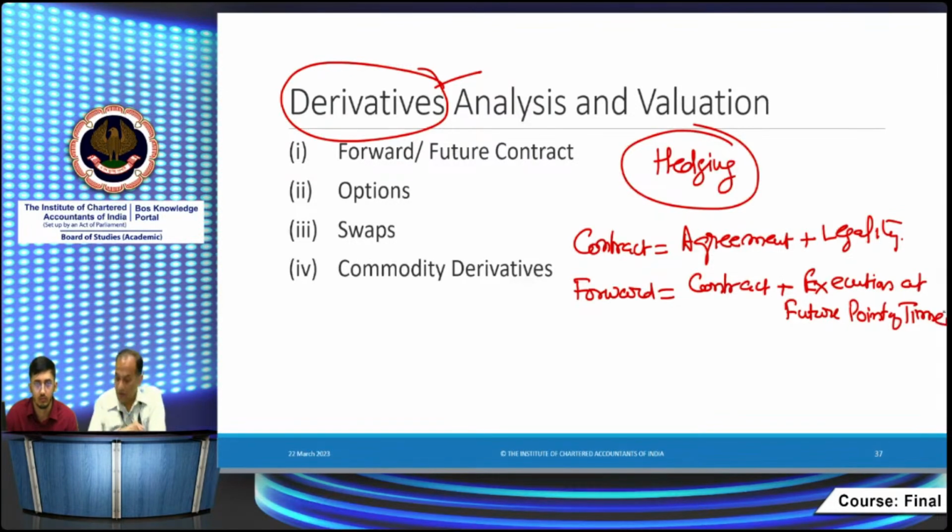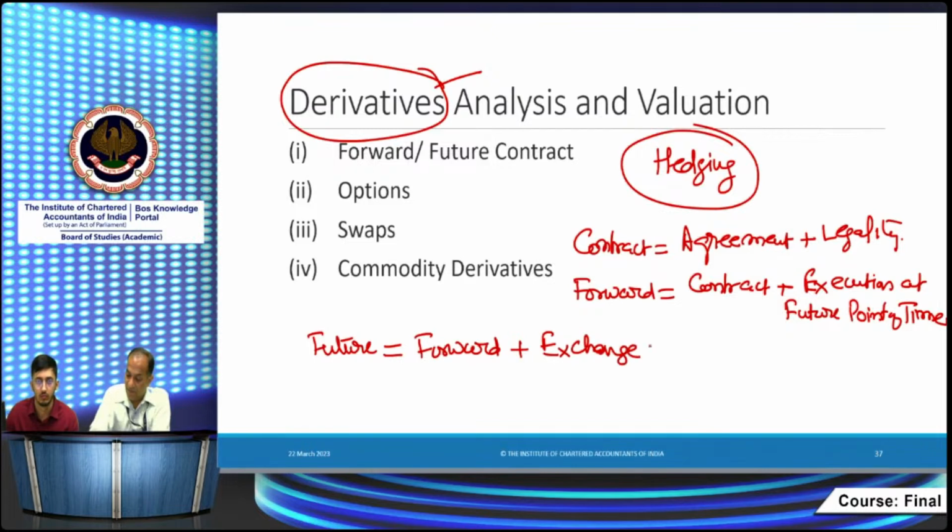True. Now, when I talk about the future, it comes from the forward contract plus an exchange mechanism. Because a forward contract is a kind of OTC contract, over the counter, between, say, I am Chirag and I am entering into a contract. This is a kind of forward contract. Simple.